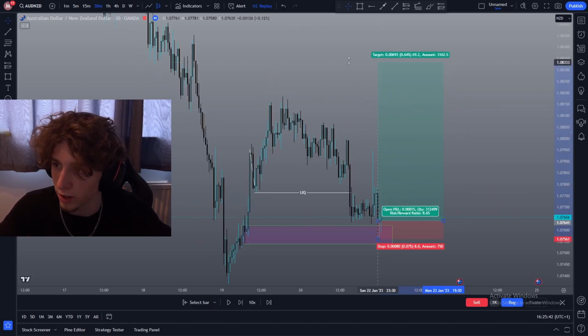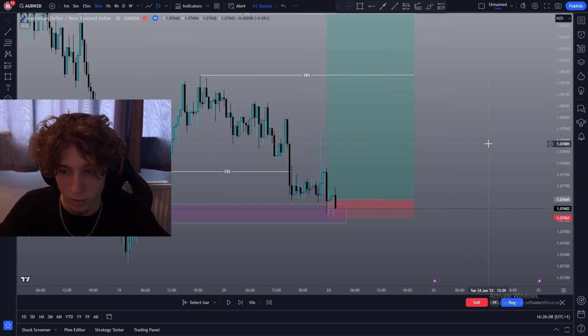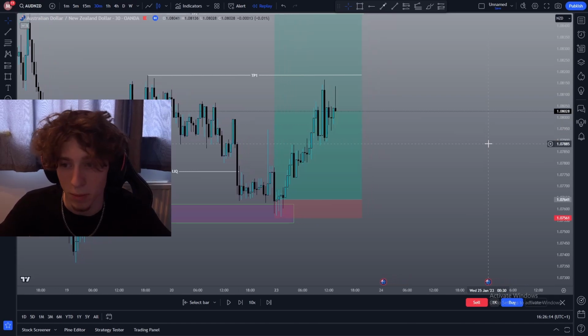Could probably get a very high RR trade, maybe even max out at 1 to 10 at the swing. Should probably have a TP1 at the first high. And we nearly get stopped out, but that's why we give 1 pip room. And I do know this wins, but might as well show it.